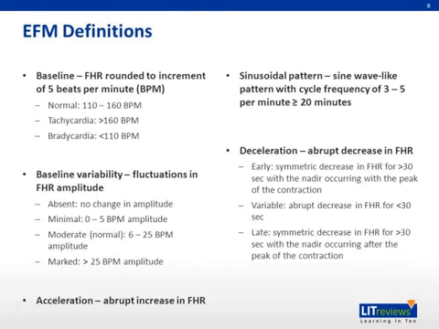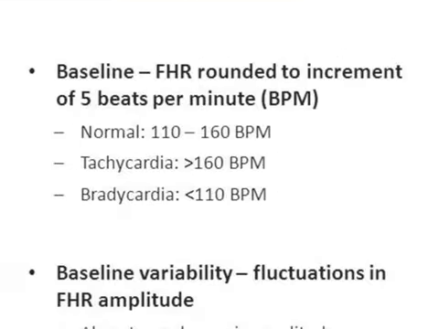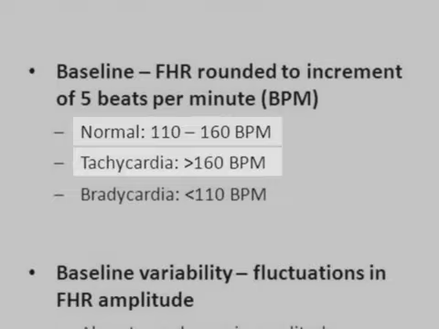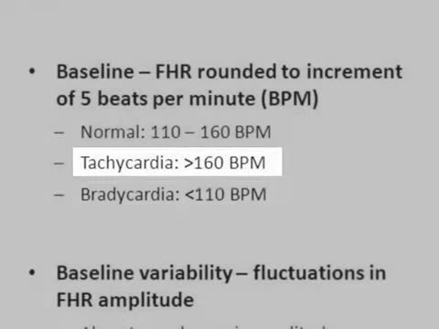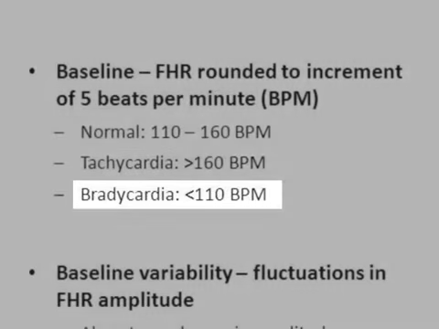Let's review the EFM definitions. First, the fetal heart rate baseline is determined by rounding the fetal heart rate to increments of 5 beats per minute over a 10-minute window for at least 2 minutes. Normal is between 110 and 160 beats per minute. Tachycardia is defined as greater than 160 beats per minute. Bradycardia is defined as less than 110 beats per minute.